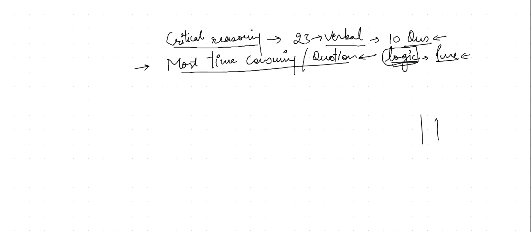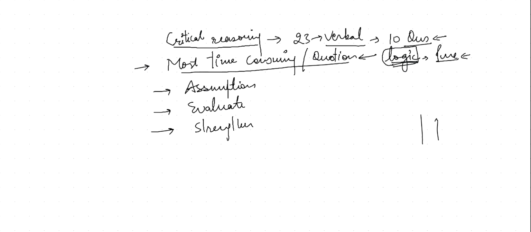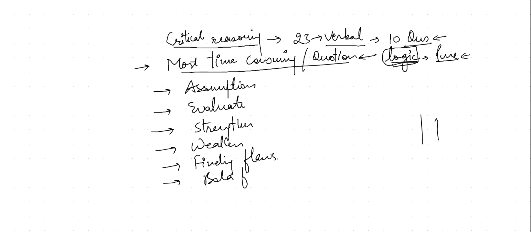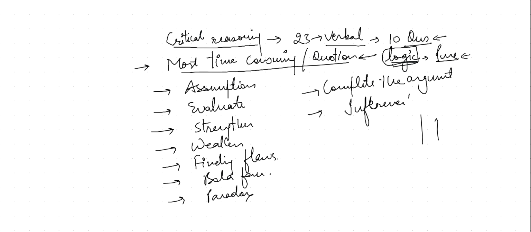And there are 7-8 subtopics here: assumption kind of questions, evaluate, strengthen, weaken, finding flaw, boldface, paradox, complete the argument, inference, or conclusion. We'll discuss each and every one in detail. So these are the subtopics that we need to discuss under CR.